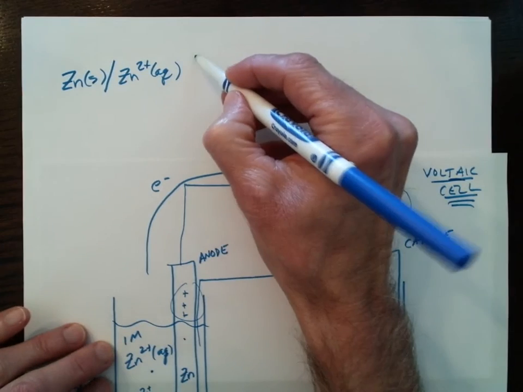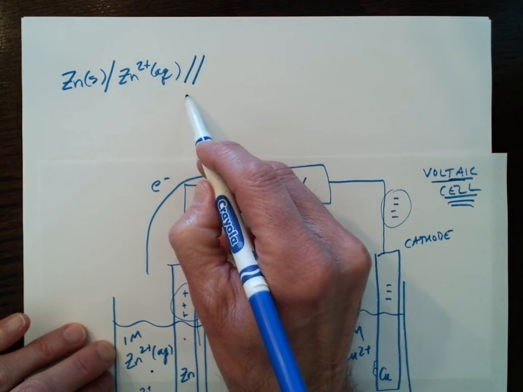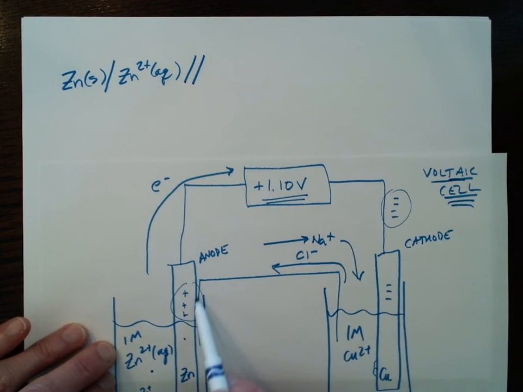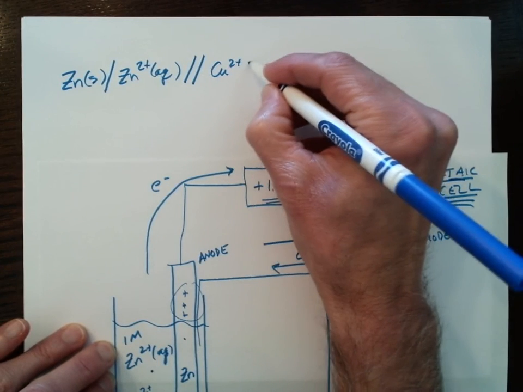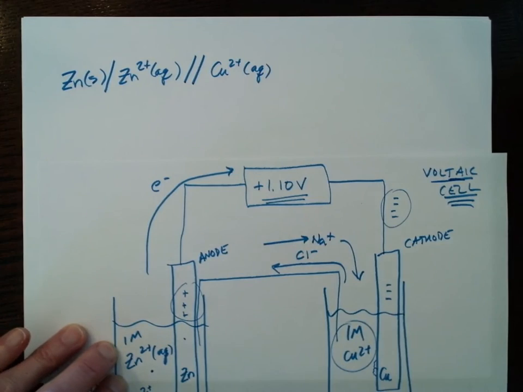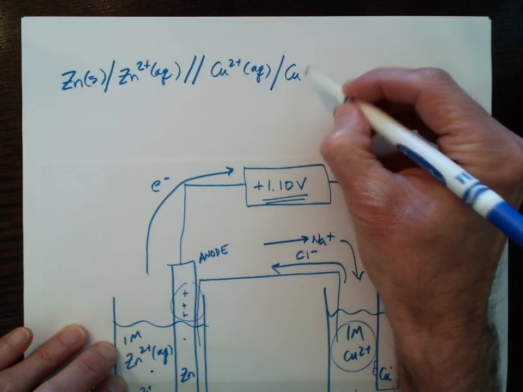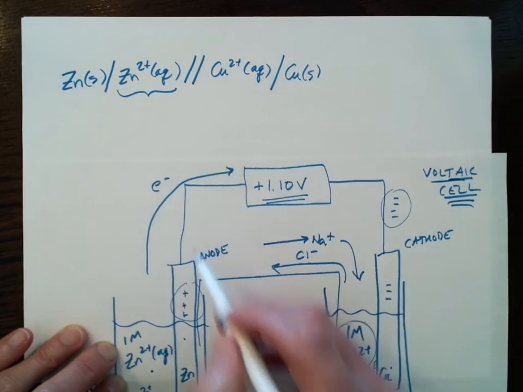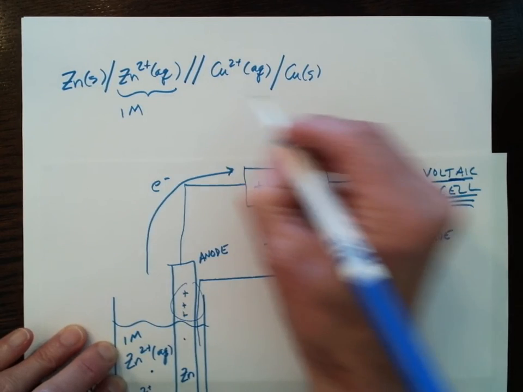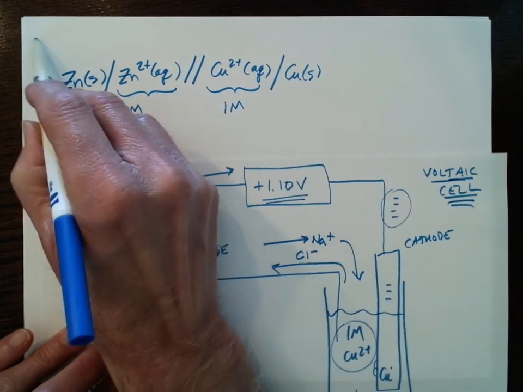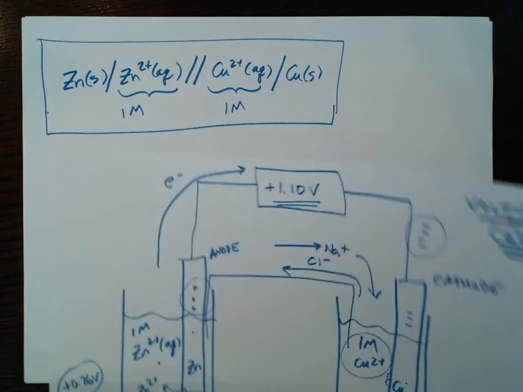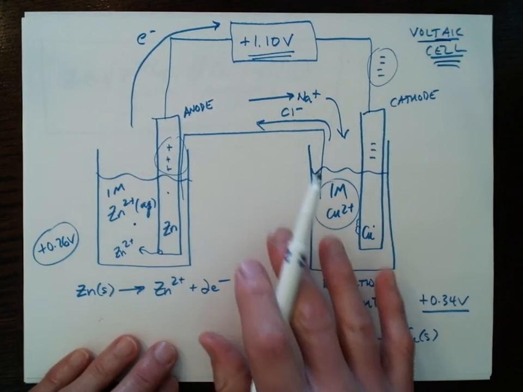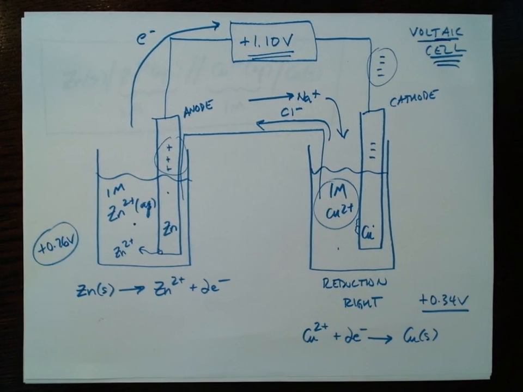And then there's a salt bridge, which is designated by 2 slashes like this. And then the salt bridge connects us to the copper 2+ solution. And then there's a phase boundary because this is liquid and this is solid, and then our solid copper. And the conditions for the solutions are usually listed. So 1 molar here and 1 molar here. So you'll sometimes see this listed as a shorthand way of designating this whole process that you see laid out here, or the experiment that I showed in a previous video.